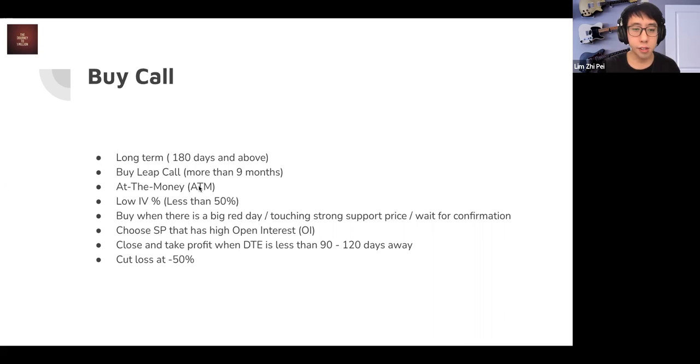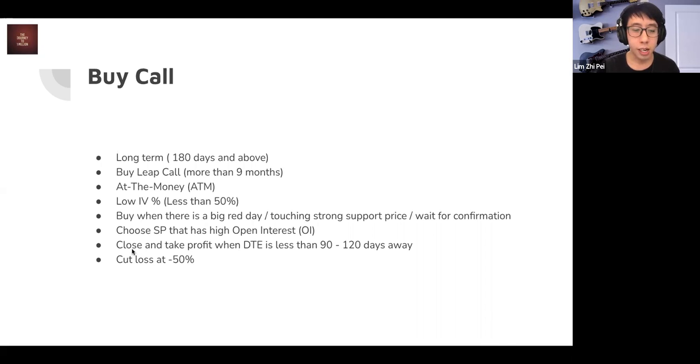So if, let's say, you are looking at the at the money strike price, sometimes the at the money strike price has a very low open interest. So you can choose a strike price a few strikes above the at the money strike. Later on, I'll be talking about this with a few examples.